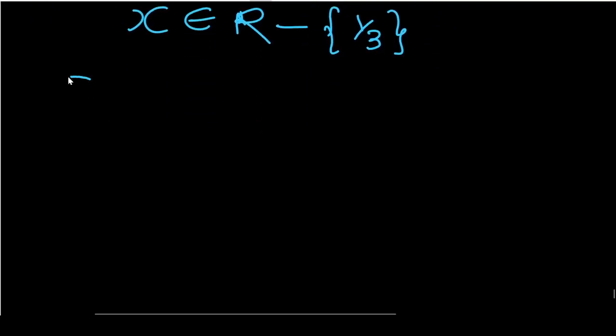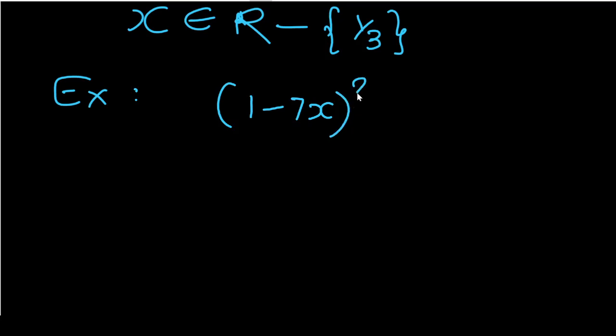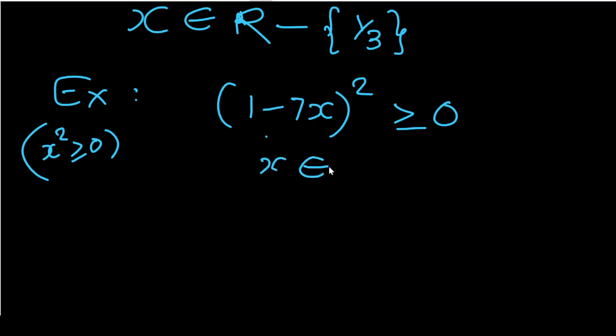Okay, but if I ask you (1 minus 7x) whole square greater than or equal to 0, again, since this is a square of a number which can be 0 also, we can directly use the identity x square greater than or equal to 0. So what do you say the answer should be? Yes, directly we can say that even if x is 1 by 7 or otherwise, it will hold. So x belongs to R would be the answer, guys. So that way we can say.